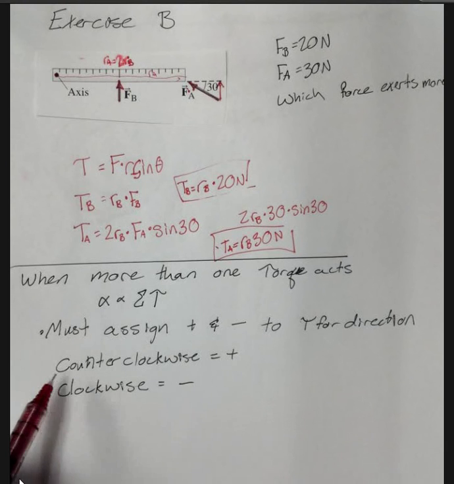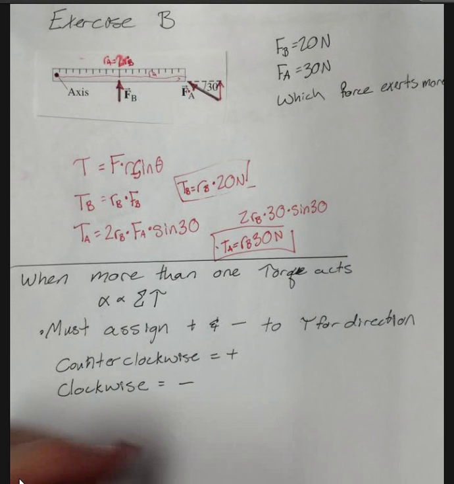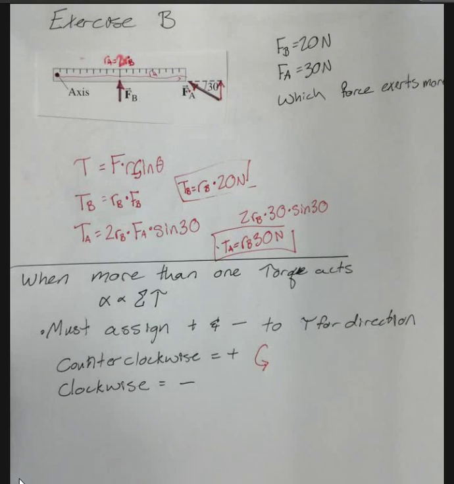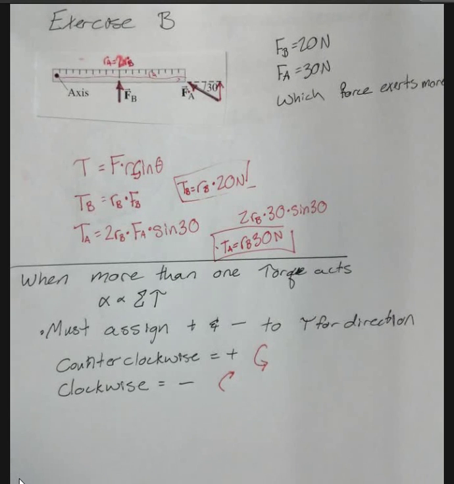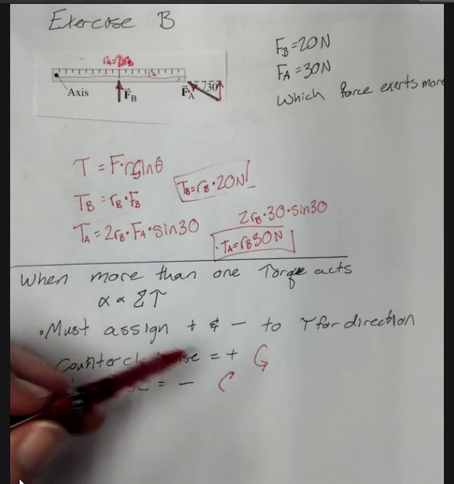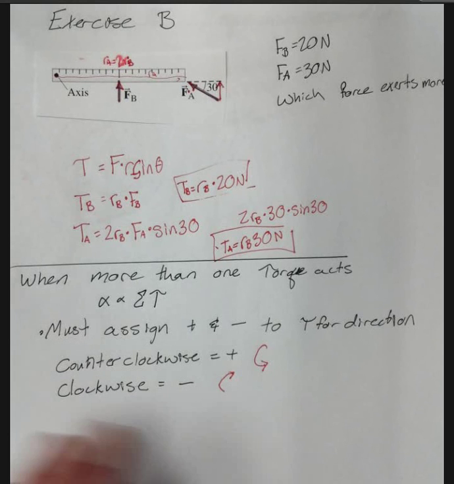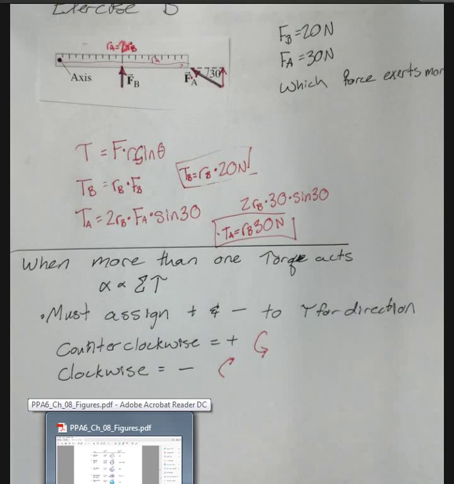So we're going to assign, for rotation, counterclockwise as positive and clockwise as negative. And so you look at a situation, you decide, is that force going to cause it to rotate clockwise or counterclockwise? And you assign a positive or a negative value as necessary. And so let's go ahead and take a look at what that's going to be like.